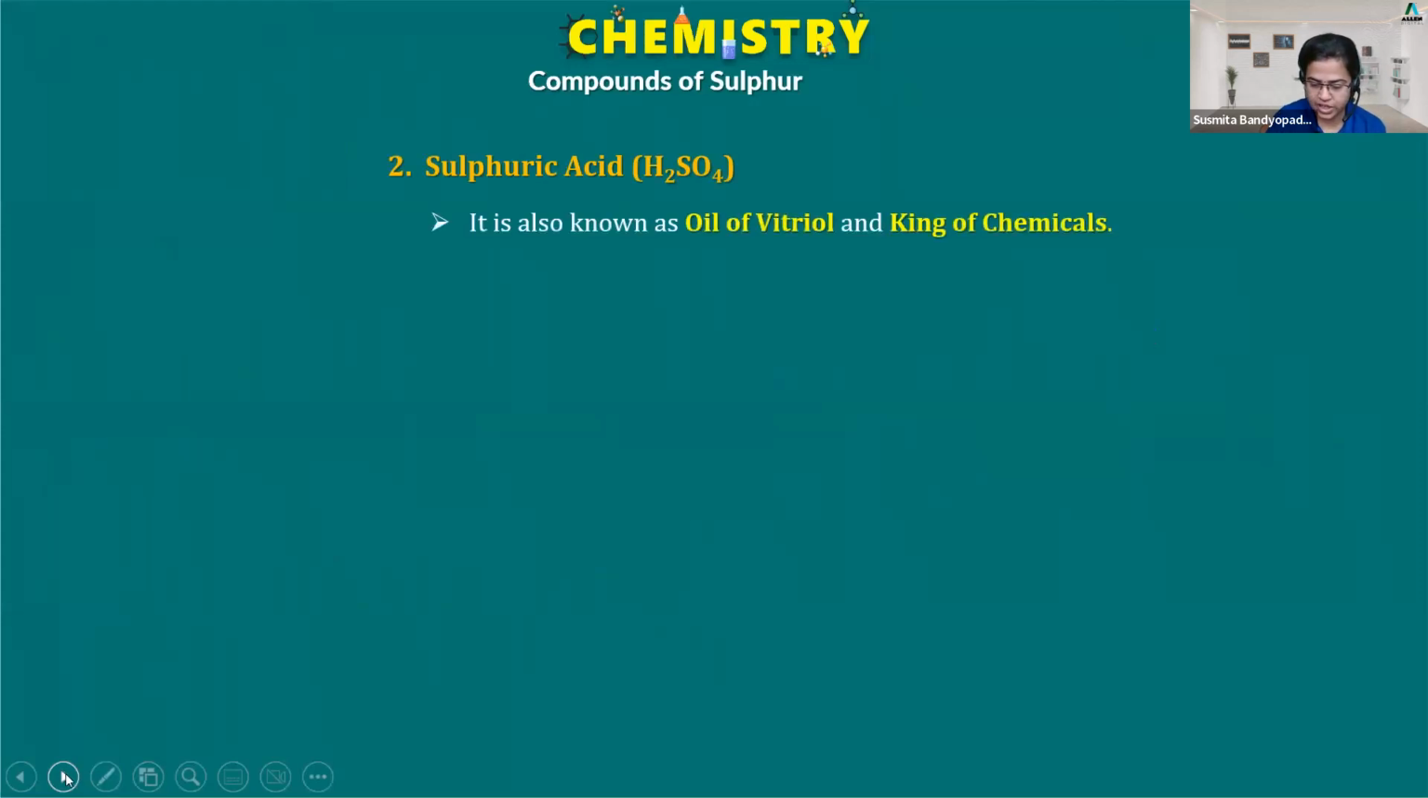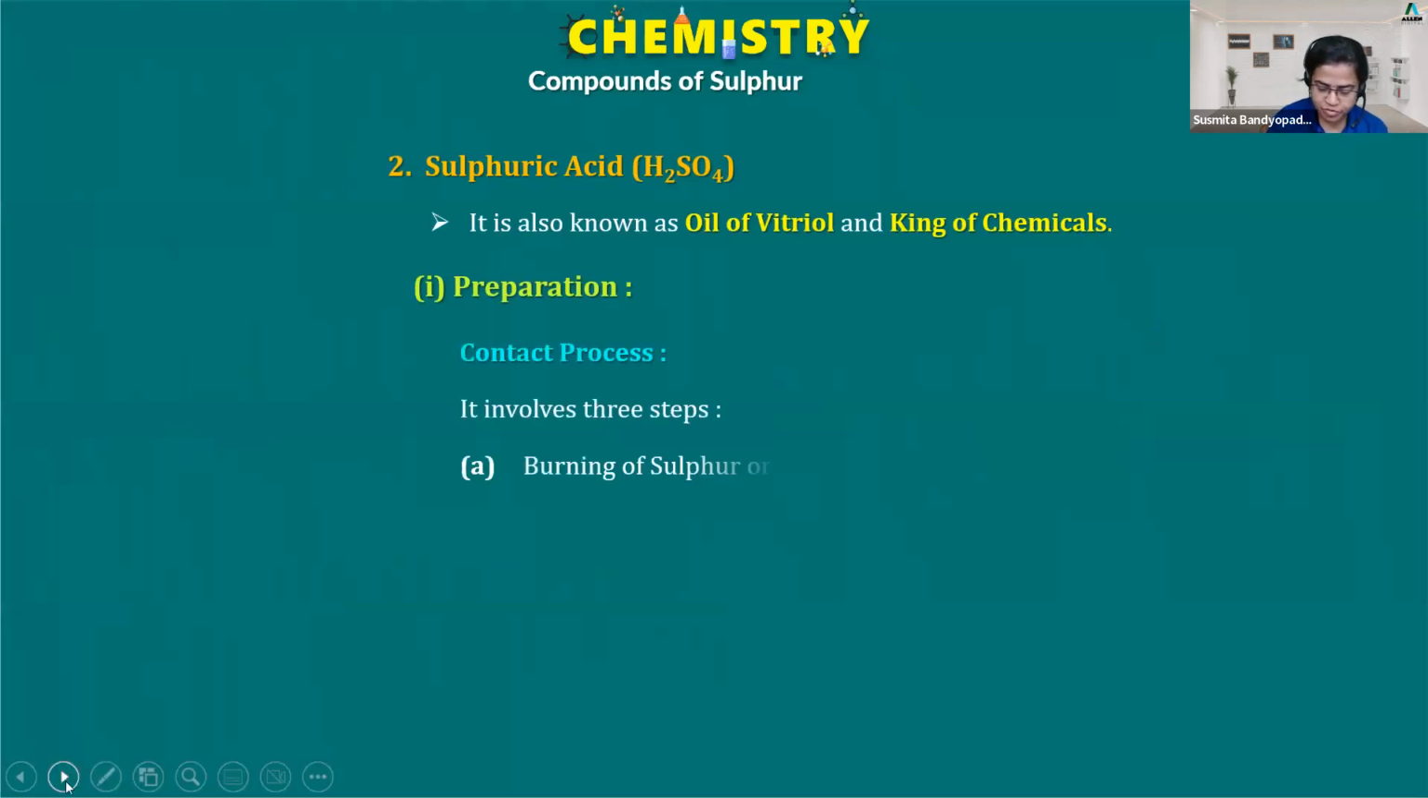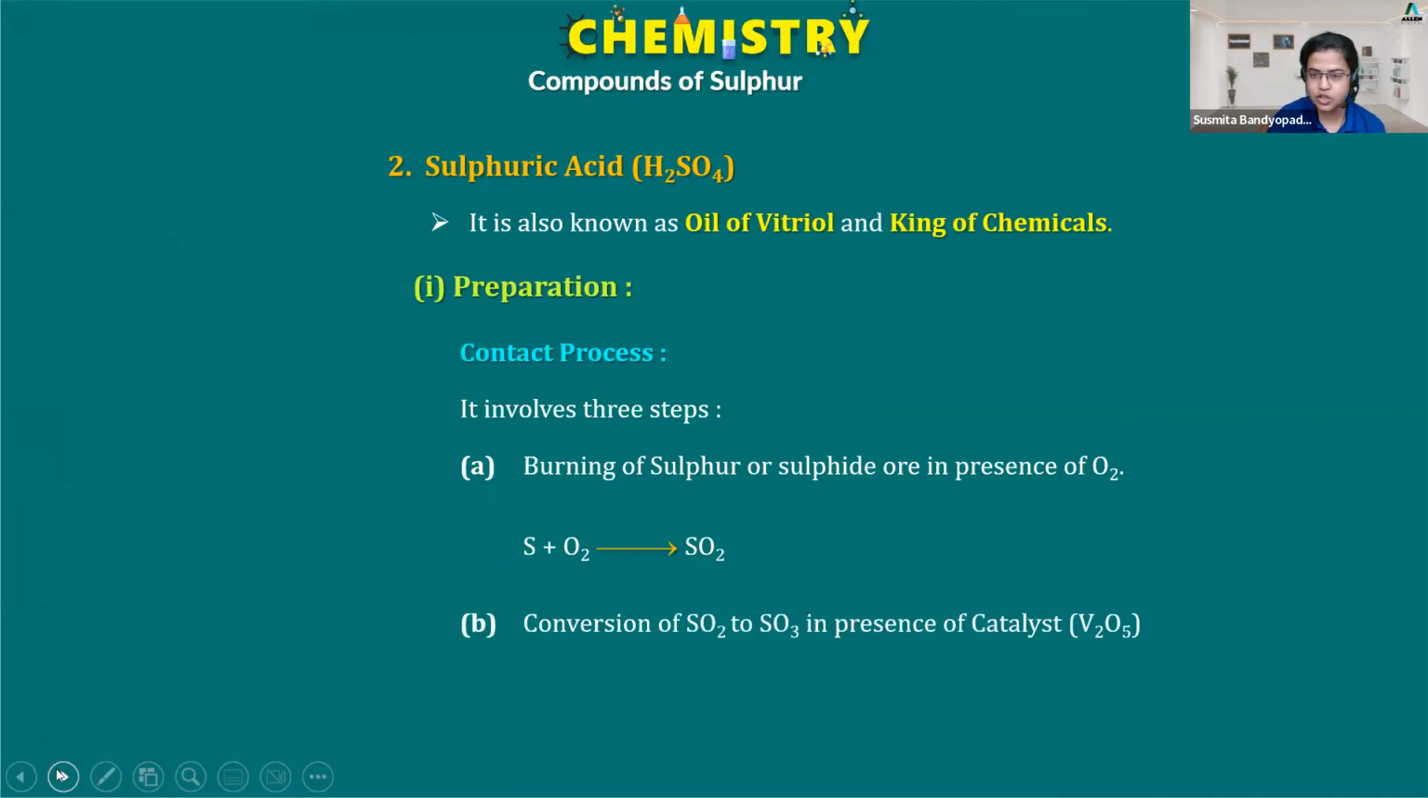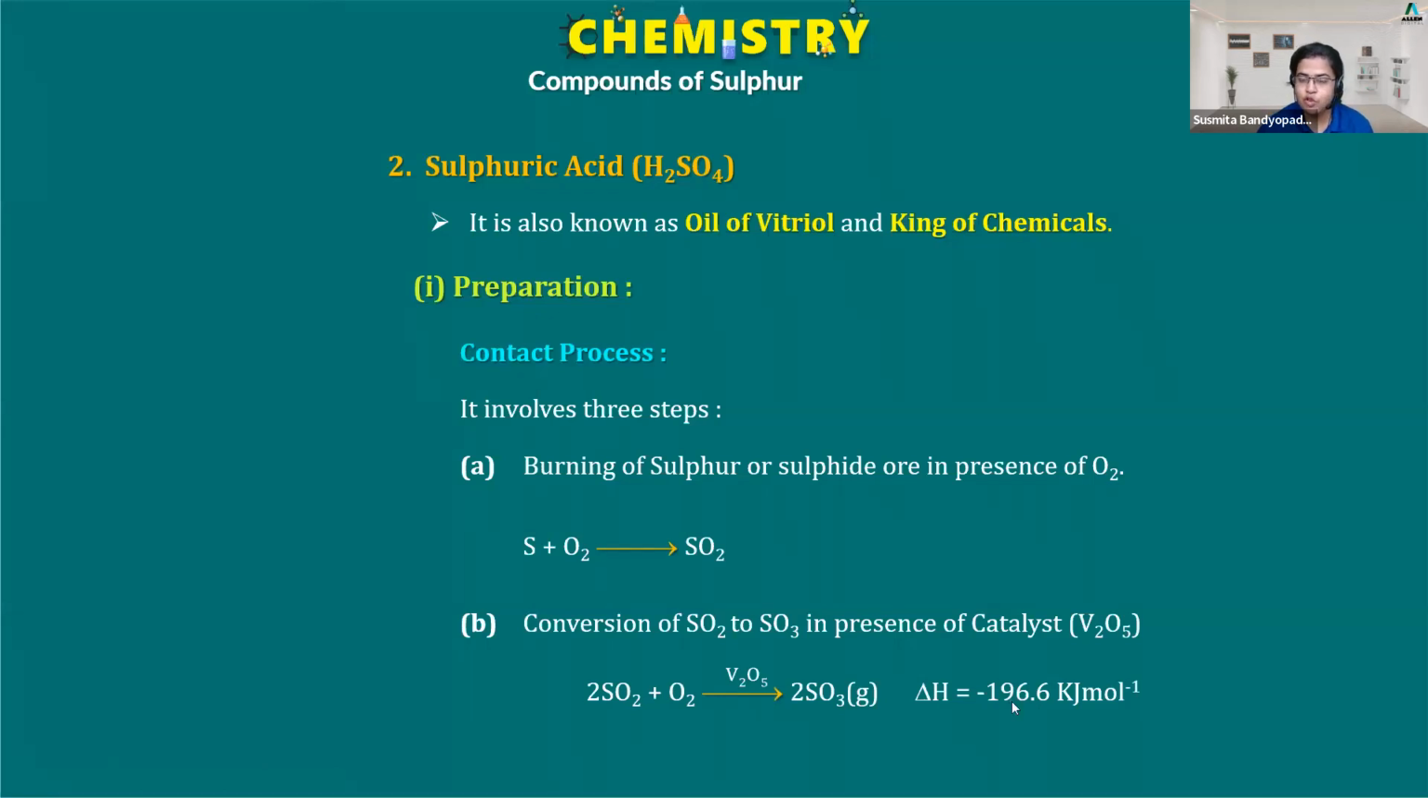Sulfuric acid, king of chemicals, oil of vitriol. It's an oily liquid, right? And you have to prepare it by contact process, which involves 3 steps. The first step is burning of sulfur or sulfide ore in the presence of oxygen. Okay, sulfur burns in the presence of air or oxygen. Then conversion of SO2 into SO3 in the presence of vanadium pentoxide as the catalyst. This is an exothermic reaction. Tell me, the forward reaction will be favored under what conditions?